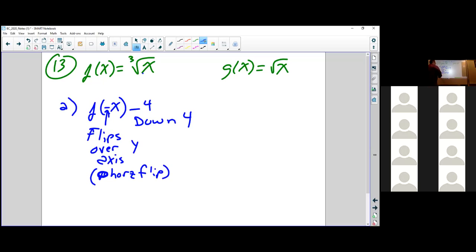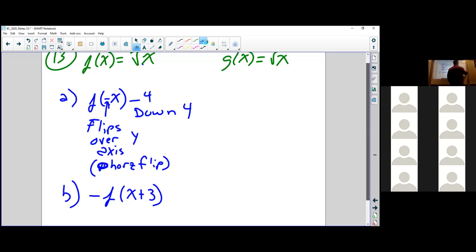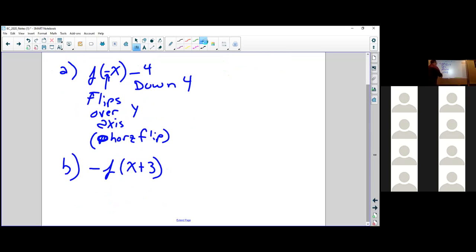For letter B, it says negative f of x plus 3, and we're still using the f. So this is going to go right 3. I take it back, it's going to go left 3. It's opposite, I'm so sorry. Left 3. And that's going to flip over the x-axis.